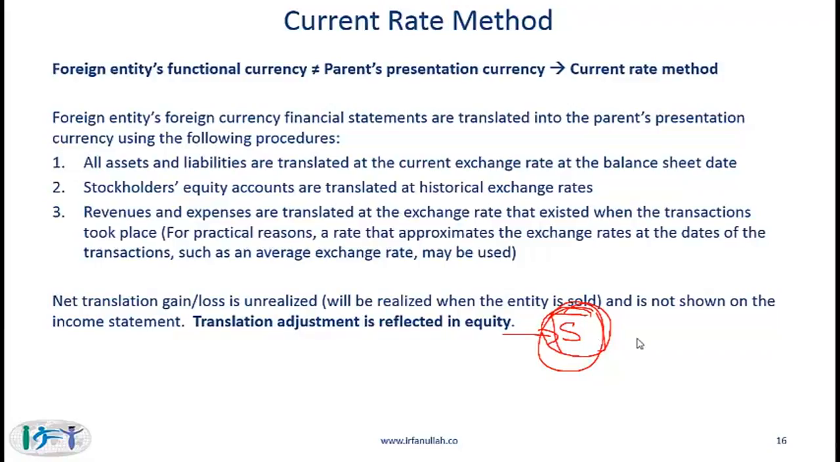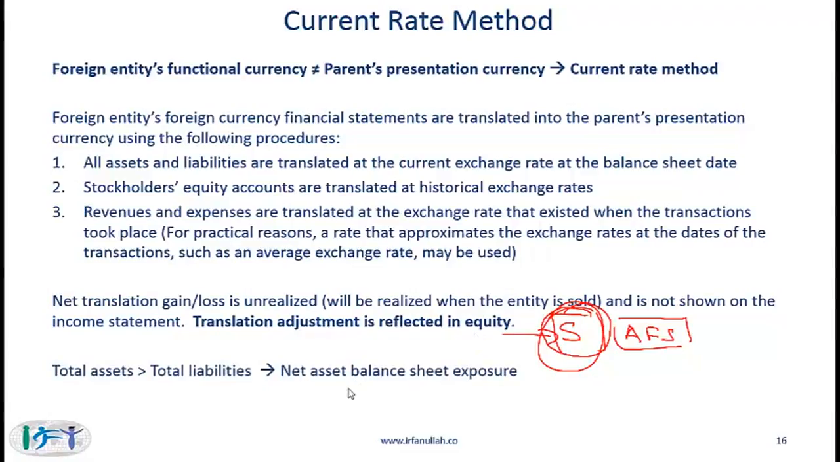Very roughly speaking, this is analogous to the way we treated available for sale securities earlier on in the course. Remember, with AFS, even though AFS securities are shown at fair value or market value, the unrealized gains or losses do not flow through the income statement. Unrealized gains and losses go straight to equity. Same treatment over here.